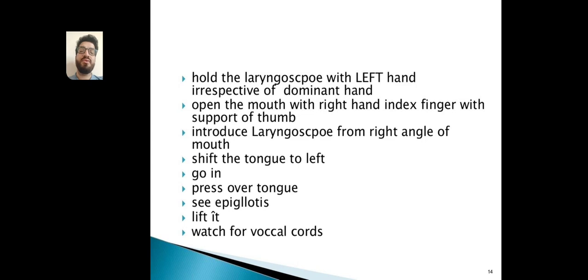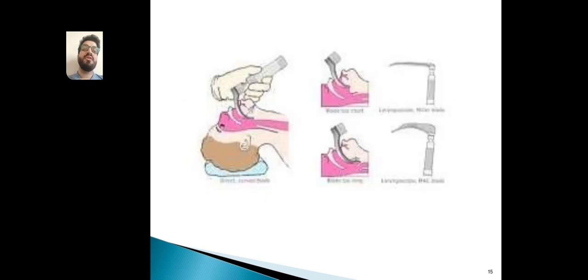And once we go down, we will reach the epiglottis. There are two situations: either we can lift the epiglottis or we can displace it. So once we displace or lift the epiglottis, we will be able to visualize the vocal cords. So this is how we actually insert the laryngoscope. In case of laryngoscope, there are mostly two types of blades. One is the curved blade and the second one is the straight blade. Curved blade is mostly used in case of adults, while straight blade is used in case of children.